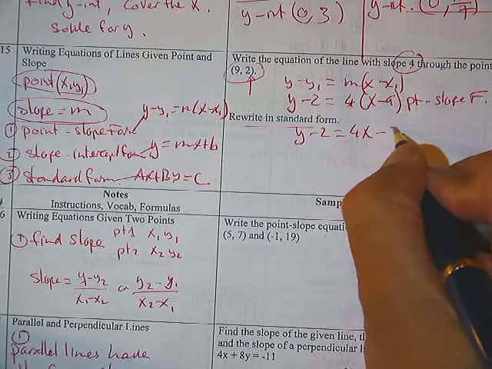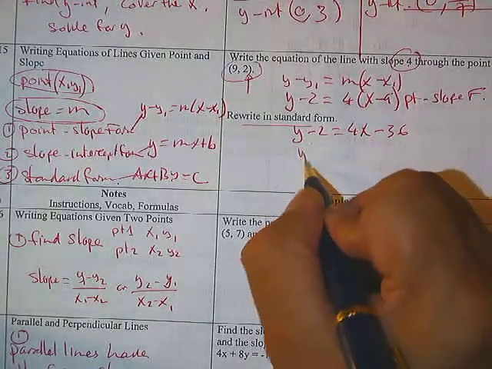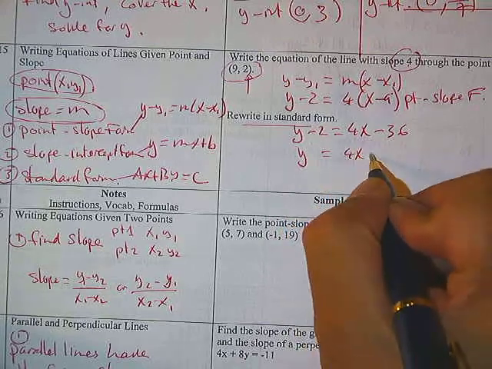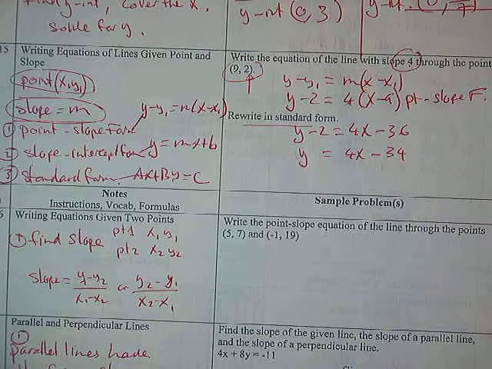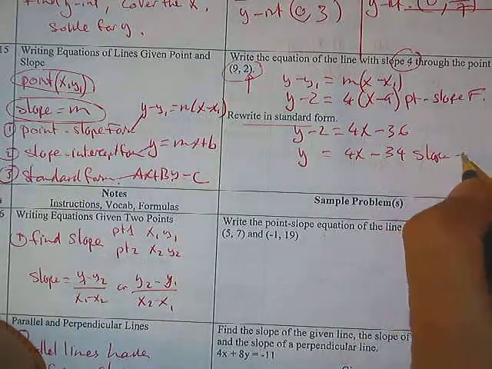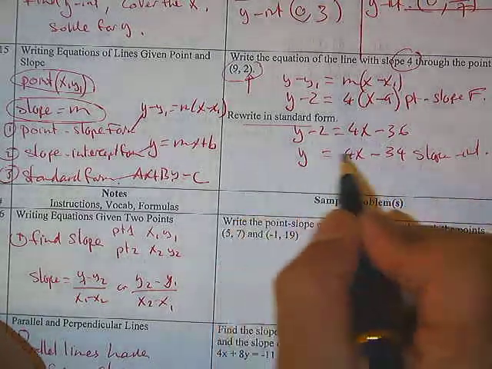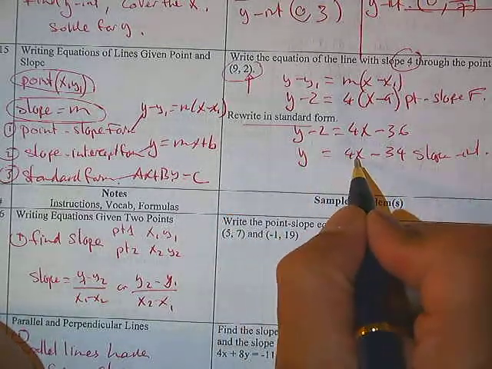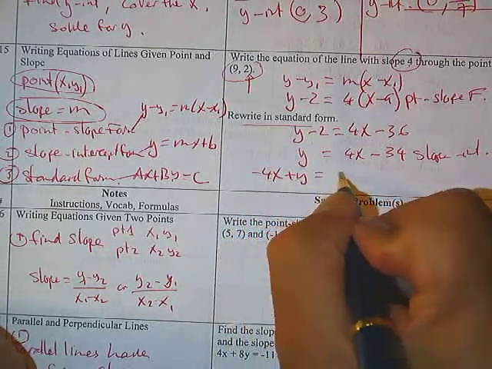Now it's just put in standard form, so before we do that we have to put it in slope-intercept form. So distribute the slope. y minus 2 is equal to 4 times x minus 4 times 9. Okay, and then you can add 2 to both sides. You make y is equal to 4x minus 34. So now this here is slope-intercept form.